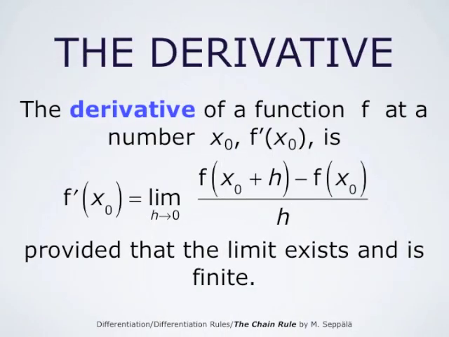Recall that the derivative of a function f at a number x0, f prime at x0, is the limit of the difference quotient, limit as h goes to 0, of f at x0 plus h minus f at x0, that difference divided by h. For the existence of the derivative, we assume that this limit exists and is finite. We do not allow infinite derivatives.